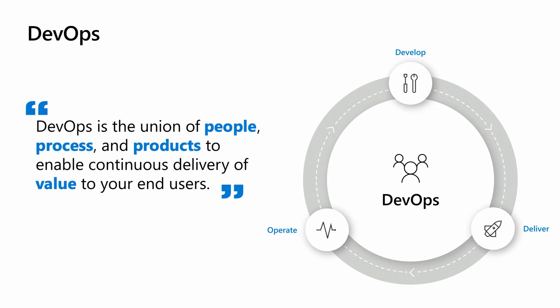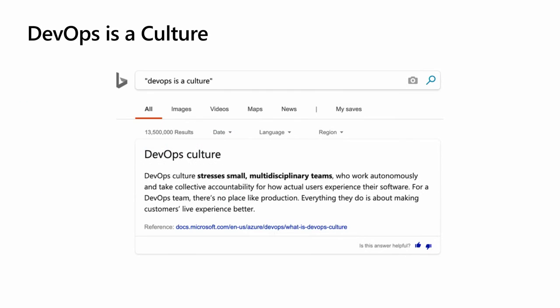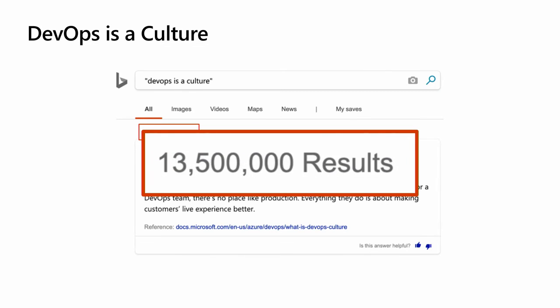The other definition that I keep seeing of DevOps is all about how DevOps is not a process. It's not a set of tools. It's nothing like that. DevOps is a culture. And I think that's true. This is a really popular opinion, by the way. That's just a Bing search for that phrase specifically.